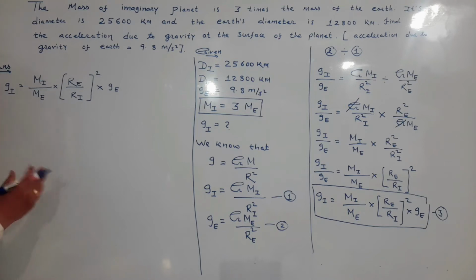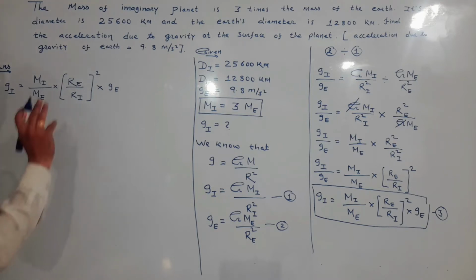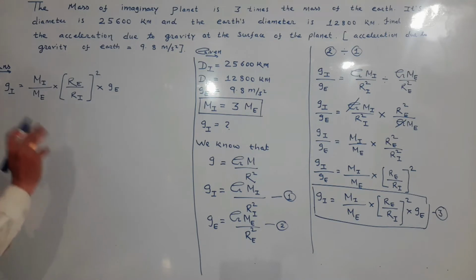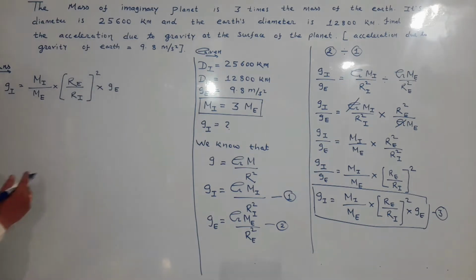My dear student, in order to find the acceleration due to gravity at the surface of the planet, we need to know the radius of Earth and the radius of the imaginary planet. These can be found from the diameter, which is given in the problem. So here, my dear student, we will take the information which is given.